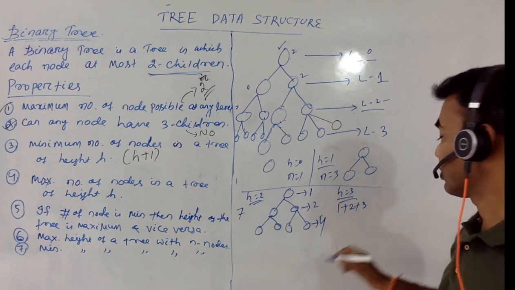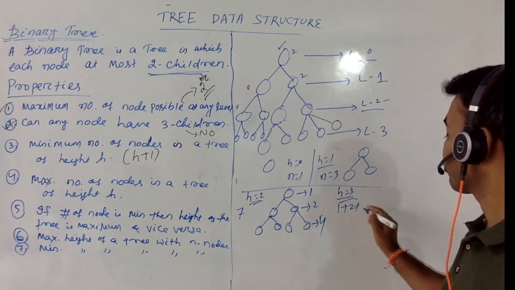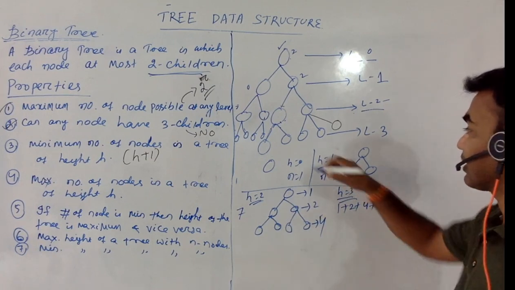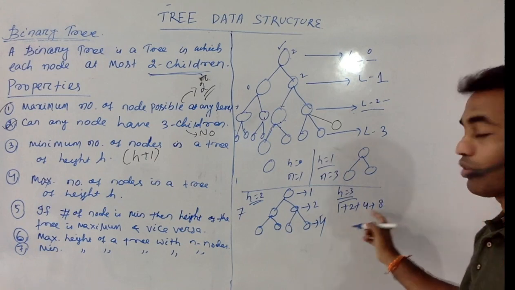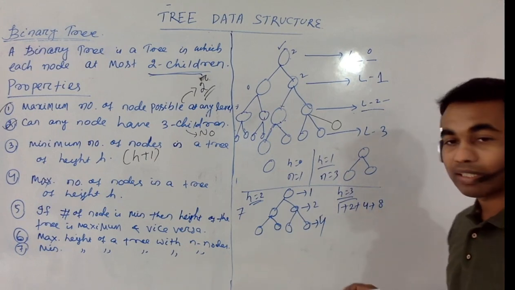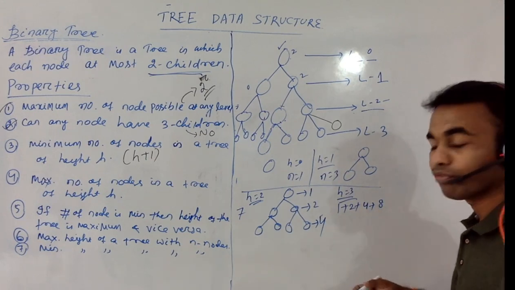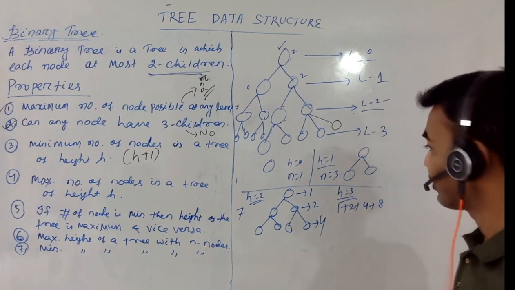Yeah, 4 plus 3 is equal to 7. So 1 plus 2 plus 4, then the next level will be 8, right? So this is how you will continue. Can you now formulate this into some formula? Let's understand how it goes on.